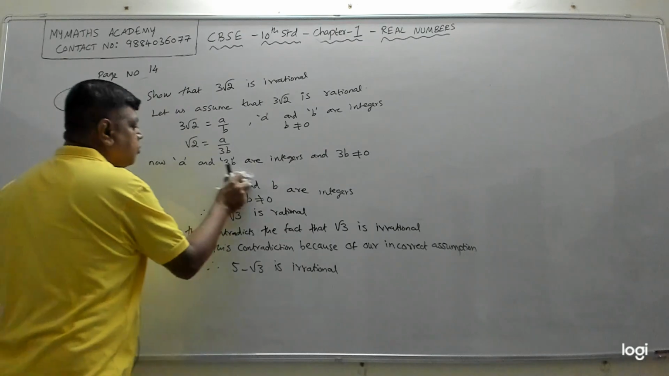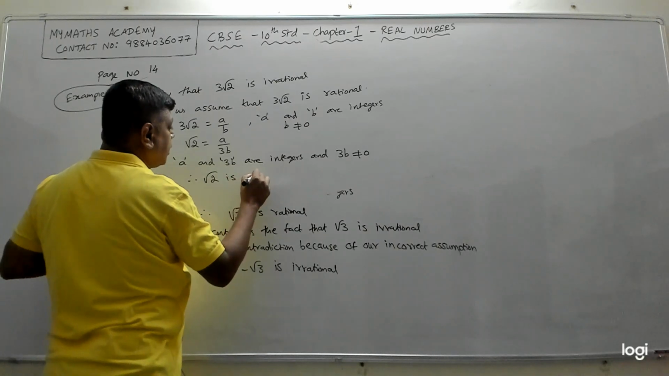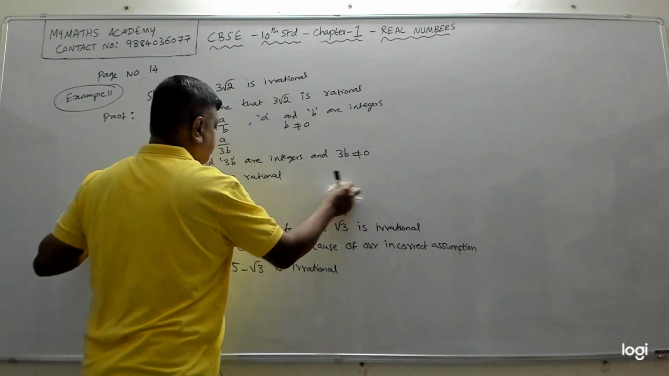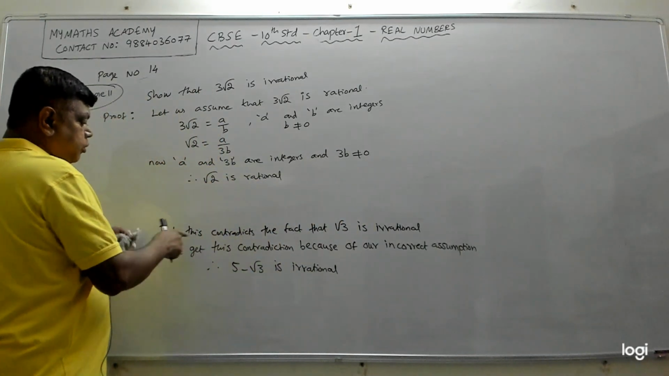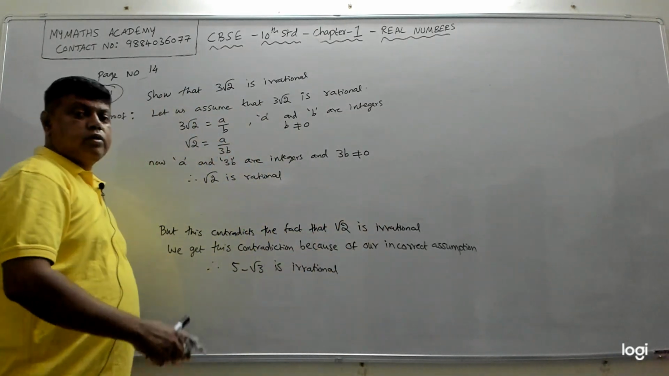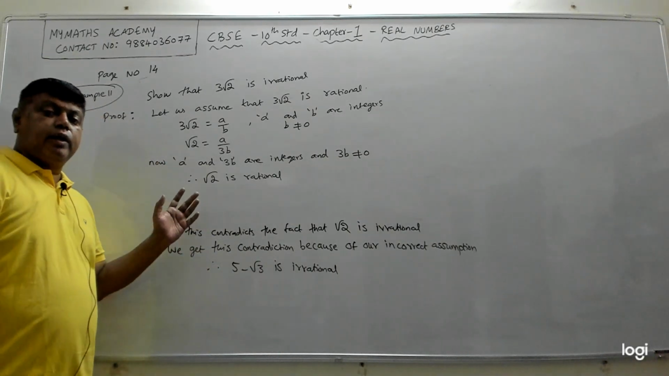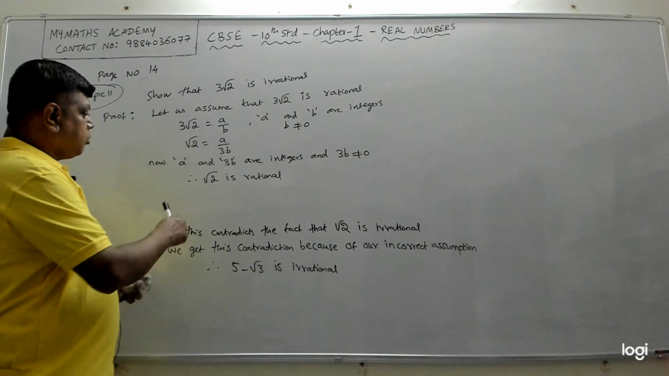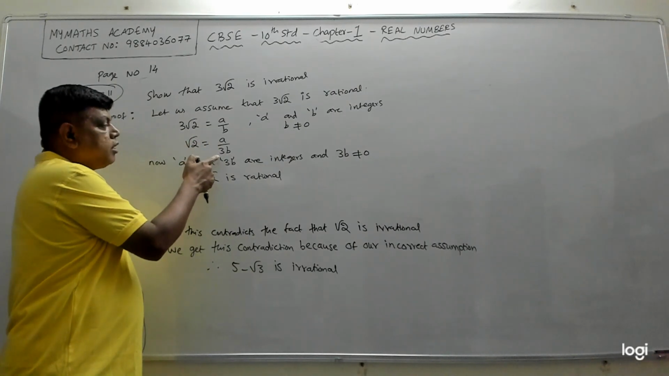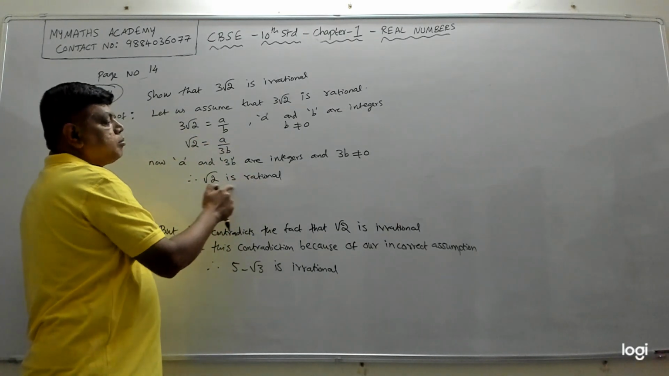Therefore, we get root 2 is rational. So we will continue here. But this contradicts the fact that root 2 is irrational, because we already proved in theorem 1.4 that root 2 is irrational. We proved that. So here root 2 is written in the form of a fraction. Numerator is an integer, denominator is an integer, and denominator is not equal to 0. Therefore, this becomes a rational number.